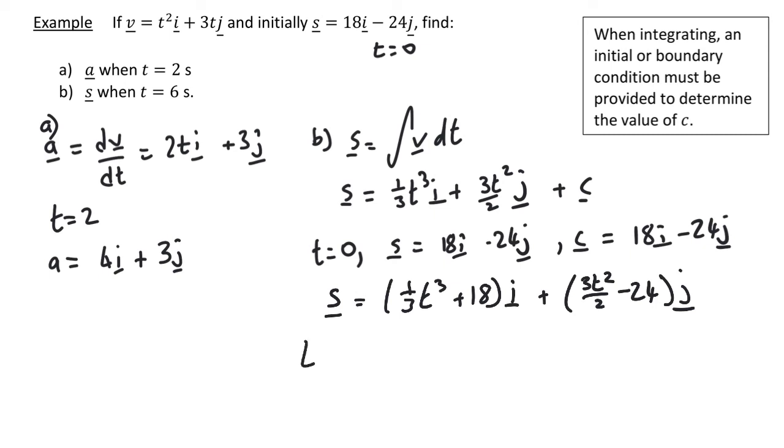Now when t equals 6, substituting that in, we get the displacement, and s works out to be 90i plus 30j meters.